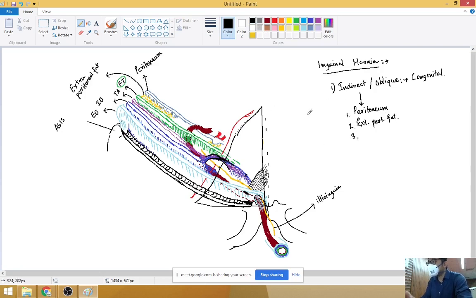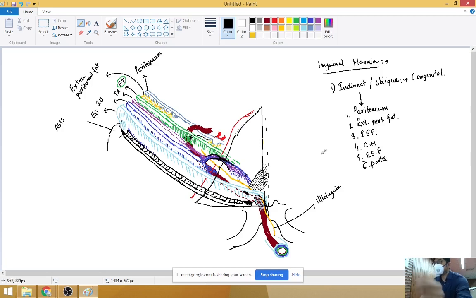Now we are talking about the indirect. So it has to travel through the deep inguinal ring. So this will take this green layer along with it. What is this green layer? The internal spermatic fascia. After that green layer, what will it take along with it? This blue one, the cremasteric muscle. What is the next? The external spermatic fascia. Till here you have done, isn't it? After that there will be the tunica vaginalis and the dartos muscle and all.